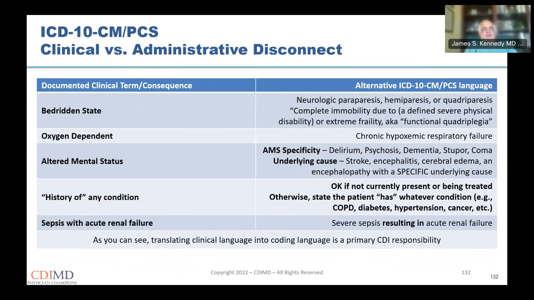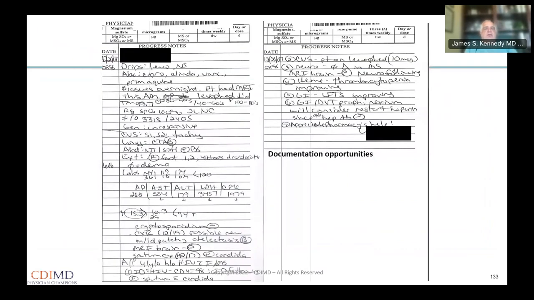Certain words that many physicians use that we see here on the left will need to be substituted with alternative ICD-10 PCS language. And as you can see, translating clinical language to coding language is a primary CDI responsibility. So let's do a little CDI as a practice for you to think about. So take a look at this record. And I'm going to give you a minute of this recording to take a look at it.